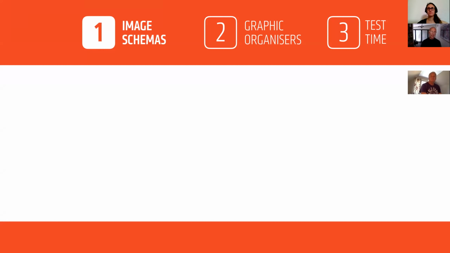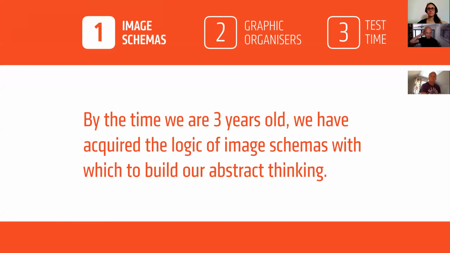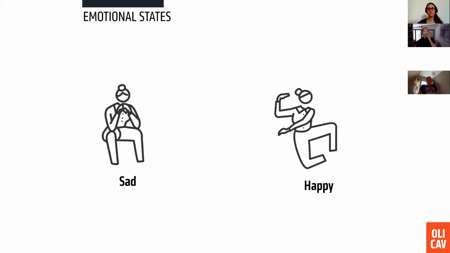Okay, so here's what I want to say about image schemas. Again, I don't know whether this makes any sense to you. And at the risk of making you more confused, image schemas are neither images nor are they schemas. They're like infant logic we learn about the world. So for example, let me just introduce you to Chloe. Chloe has many emotional states. In one she's sad, in the other she's happy.